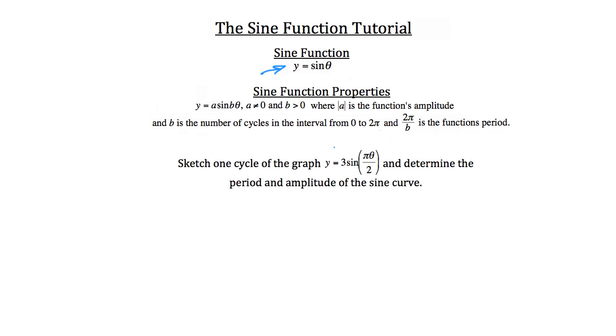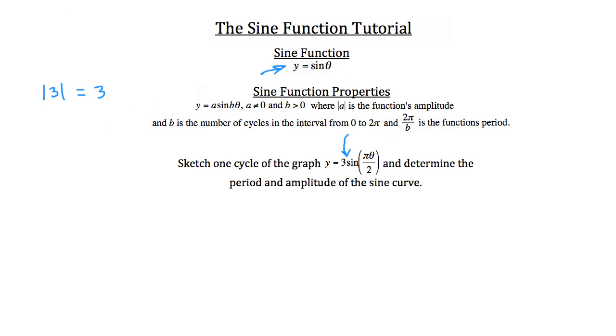Let's begin by establishing what our a and b values are. Remember that the a value is what comes before the sine, the coefficient here. In this case, it's 3. So the absolute value of 3 is the function's amplitude. The absolute value of positive 3 is simply 3. So this function has an amplitude of 3. Remember, that's going to be half the difference between the maximum and minimum values of our sine function.